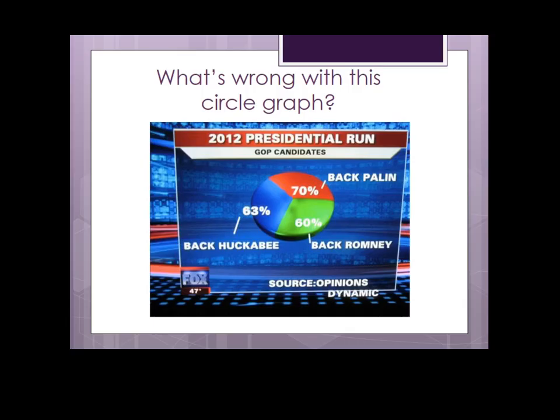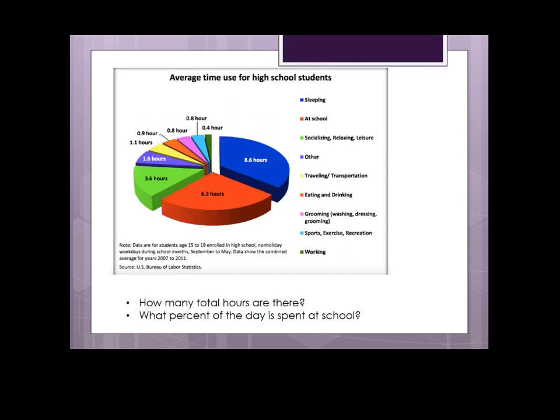Okay, so I thought this was interesting. This was actually on the news from 2012, and it said 70% back Palin, 60% back Romney, and 63% back Huckabee. Okay, do you see a problem here? These numbers, if you add those up, are way over 100%. So this is not a good use of a circle graph. Okay, we're not going to do that.